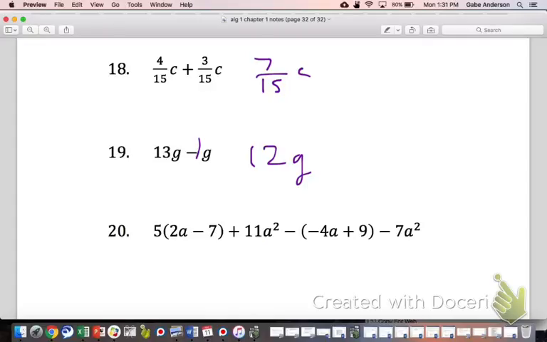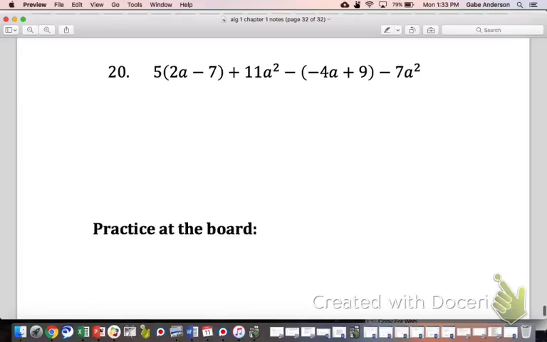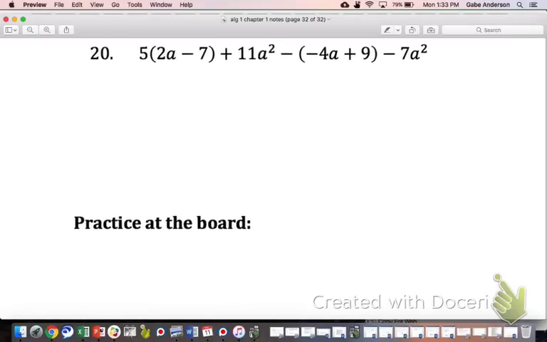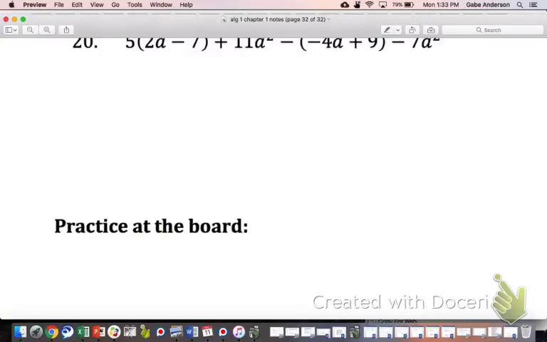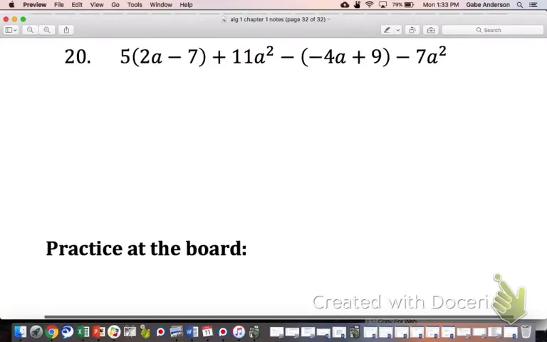All right. You all seem comfortable and confident? So the last one obviously looks more complicated, so we're going to do this one together. You'll get a chance to practice ones like that at the board. So here we go, number 20.